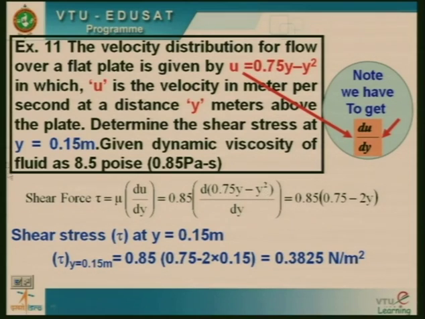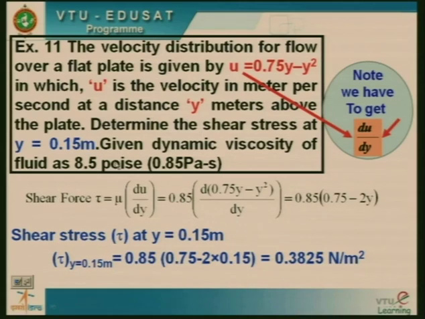Now, you can differentiate that. If you differentiate 0.75 y with respect to y, it will be 0.75, y square will be differentiated as minus 2y. This is a critical step for the shear stress determination. So, we get a general equation, 0.85 into bracket 0.75 minus 2y. This is the shear stress distribution, but he is not asking you to determine the general equation for tau.